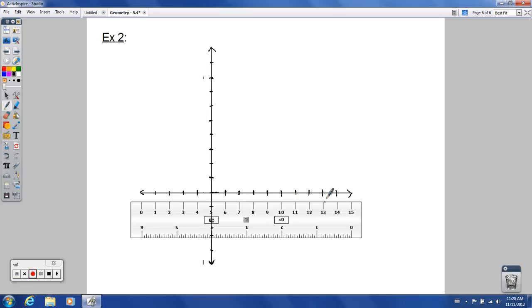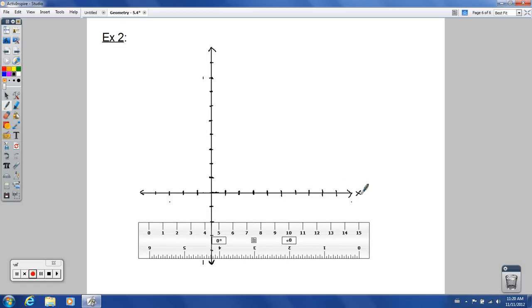Okay, so here's my x-axis, here's my y-axis. Let's label those real quick. This is x, and this is the y-axis. And I want to start with these points. I want to start with 1, 3. So here's 1, here's 3 going up there. This is going to be point L at 1, 3.